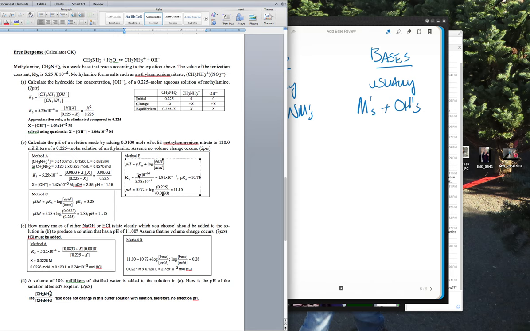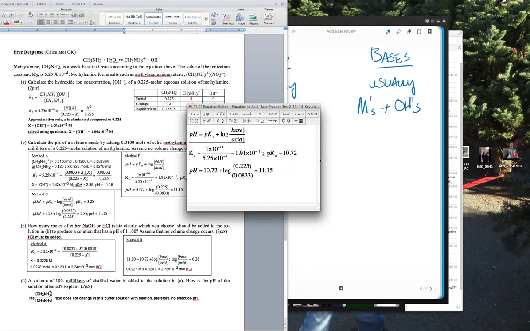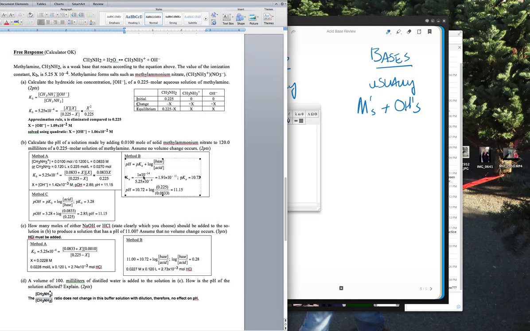Kw, which is, anyways, I did some, okay. Can you? Oh, you guys can't see that. Never mind. I pulled up an equation editor thing, and it wasn't working. I'm just going to leave it alone.